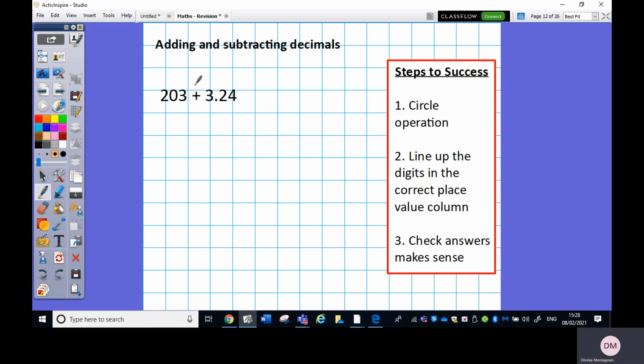Okay, see if you can take me through this one. Tell me what to do. Read the first steps to success. Good. Which number am I going to write down first? Okay, there are 2 decimal places here, so what do I need to do? Good, I need to place my decimal here and then my placeholders. Good. Next. Well done. Remember to line up your decimals.